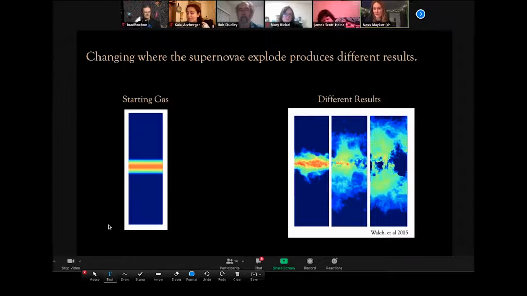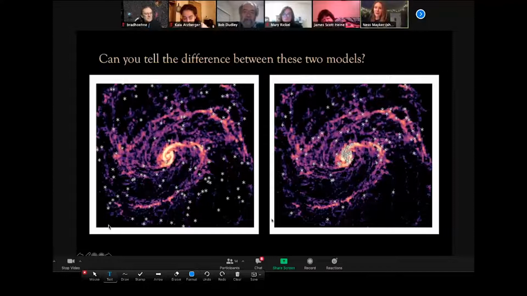In my own research, I made some models, so we'll bounce back and forth a little bit. I made some models that would put supernova in different places. When you look at this, can you tell the difference? Do you notice any differences between these two models? The white asterisks are supernova, and I'm just wondering if you can tell what the difference is between them.